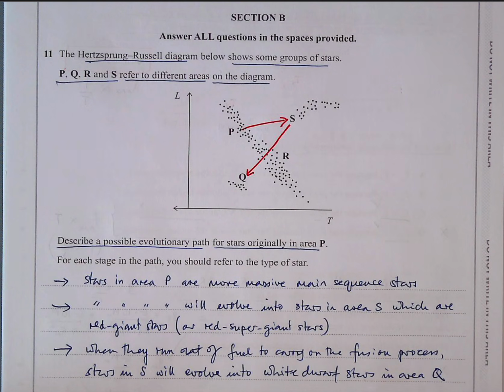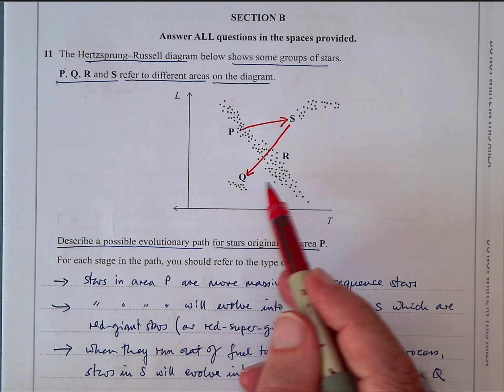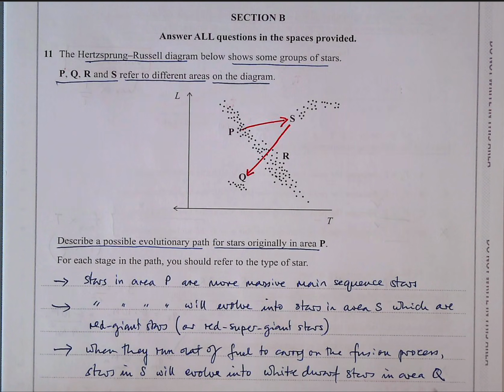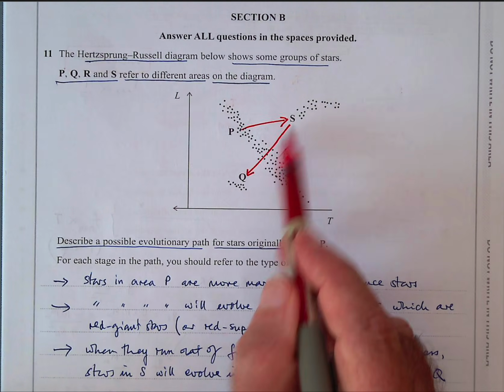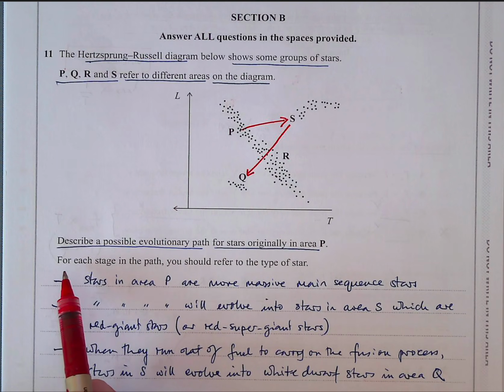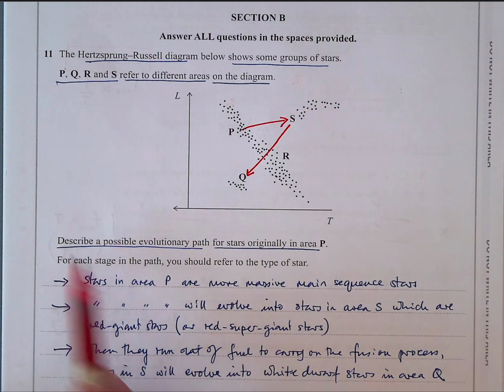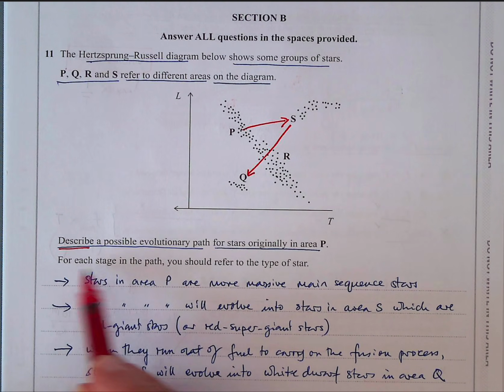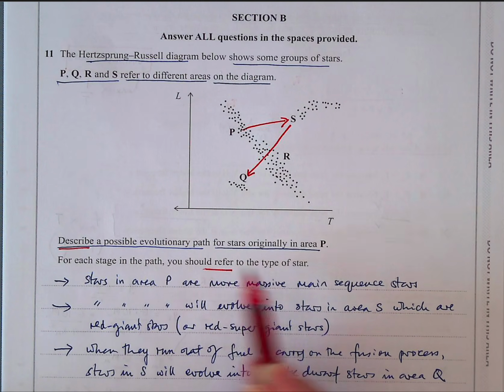Eventually it's white because it's still glowing from the heat, and eventually it radiates all its heat energy and becomes darker and darker, and it's basically a dead star. So for each phase, the evolution is from P to S back to Q. They're looking for you to be able to describe it. For each stage in the path, you should refer to the type of star.